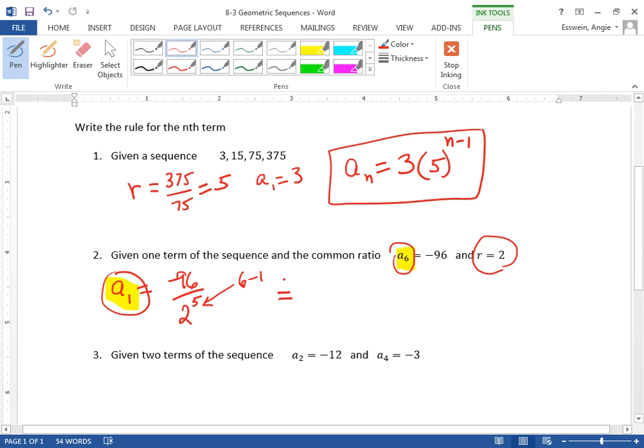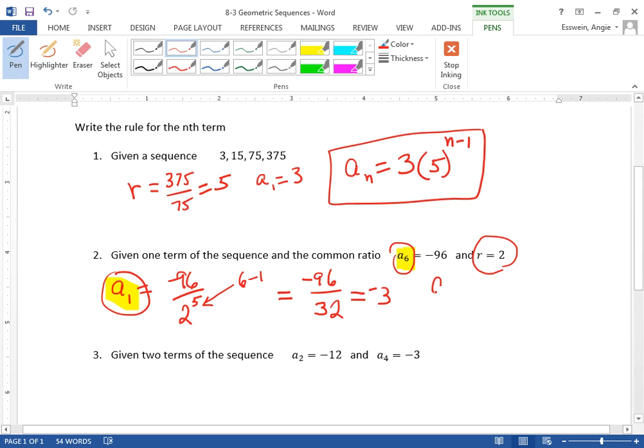So if we back that up, 2 to the 5th is, you can do this on your calculator or in your head, 32. And then divide that, and you get the first term is negative 3. Yeah. So any questions on how I found the first term? By backing up from the sixth term?